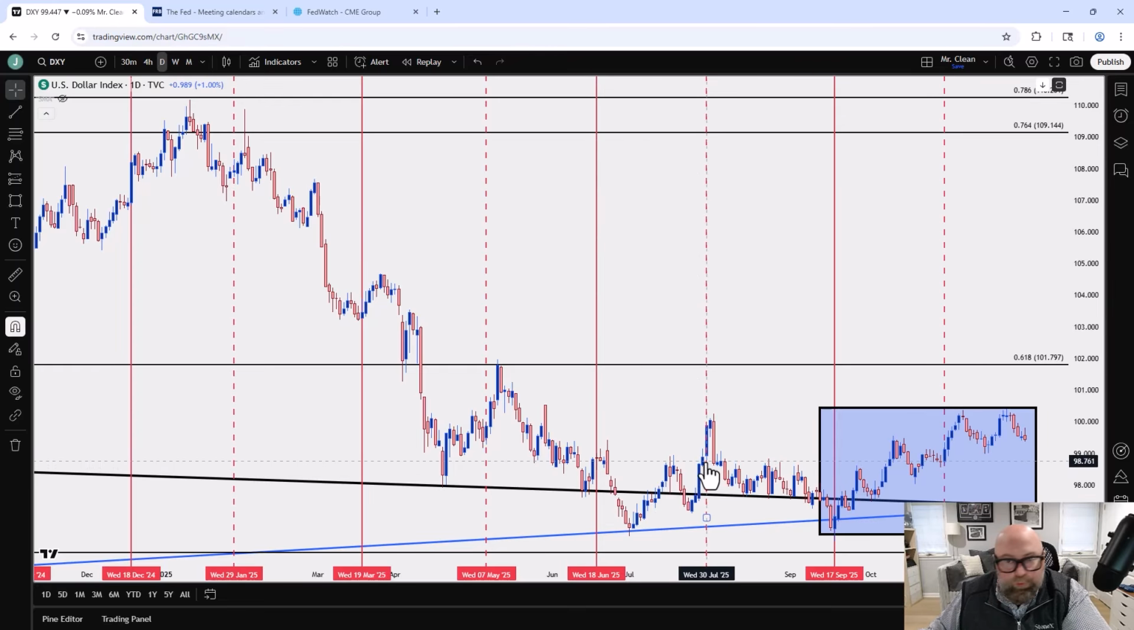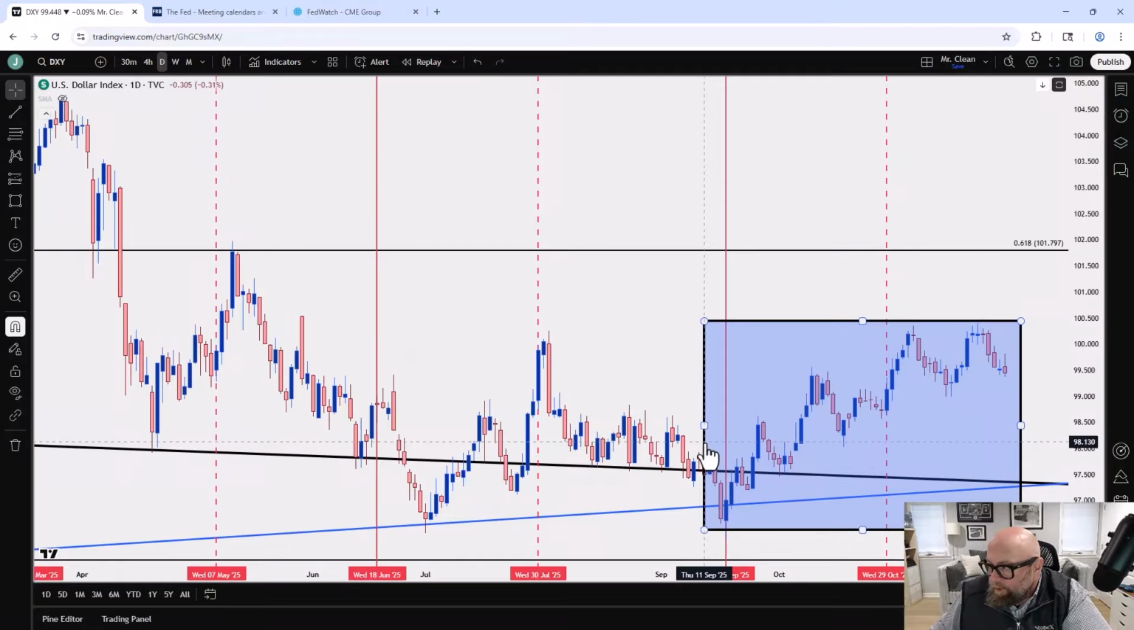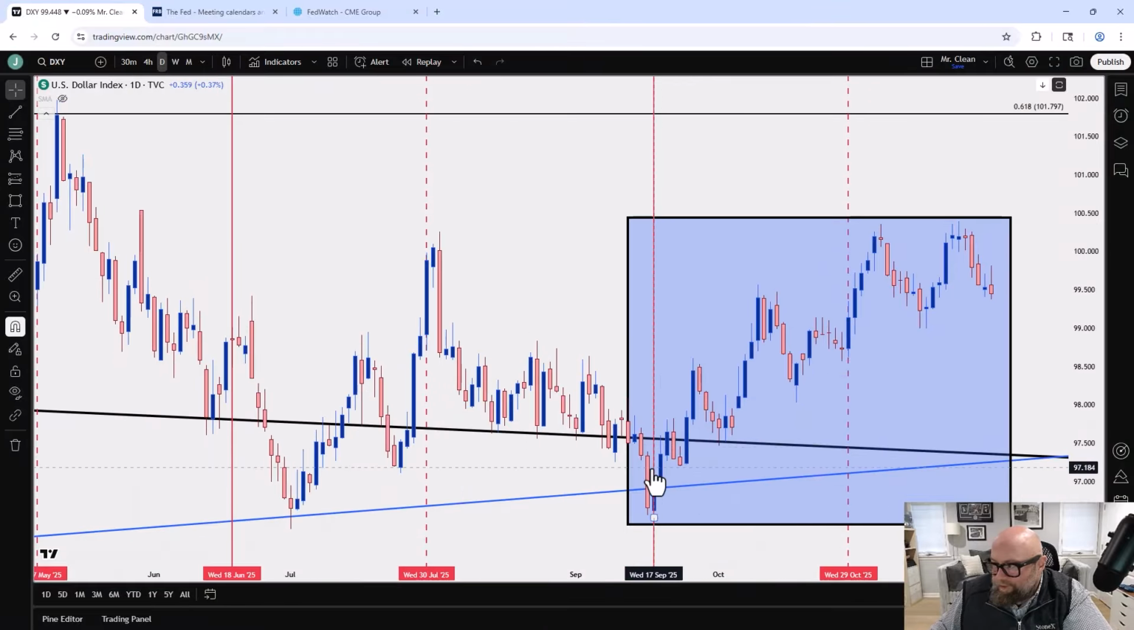And then July, this is where Powell said he didn't think that the policy was overly restrictive. Strong reaction to that rate decision. The NFP report thereafter pushed it right back down. But since the Fed started cutting rates, September, October, decisive bullish reactions here in USD.